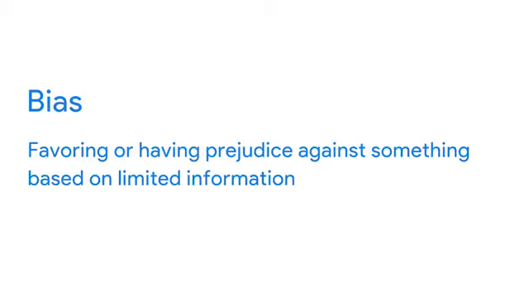In short, a bias is favoring or having prejudice against something based on limited information. It's like making up your mind about someone before you've really gotten to know them. We all have biases, and they're often unconscious. While we can't completely get rid of biases, we can be more aware of them and work to overcome them.